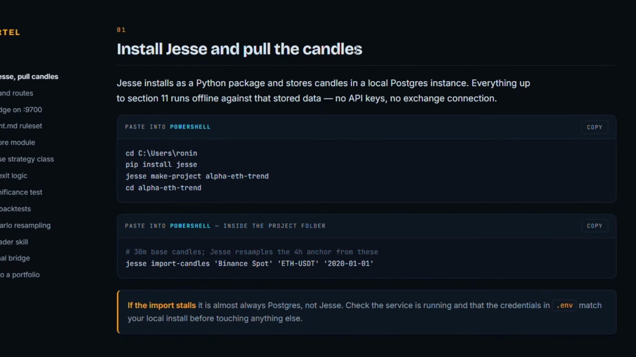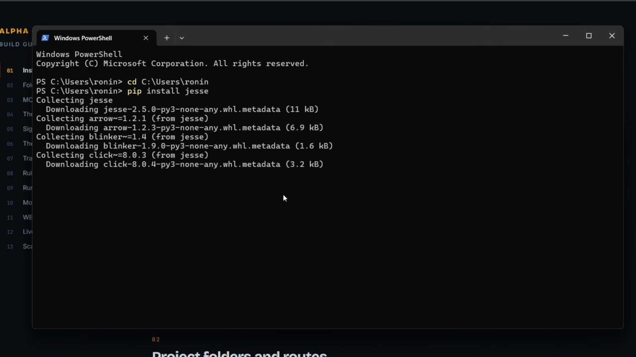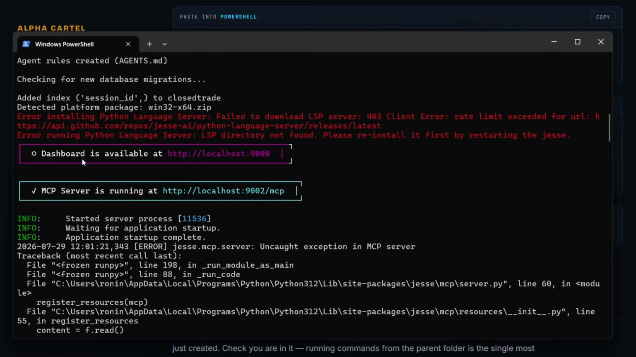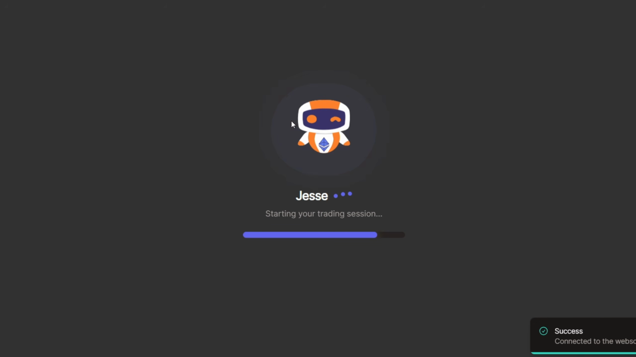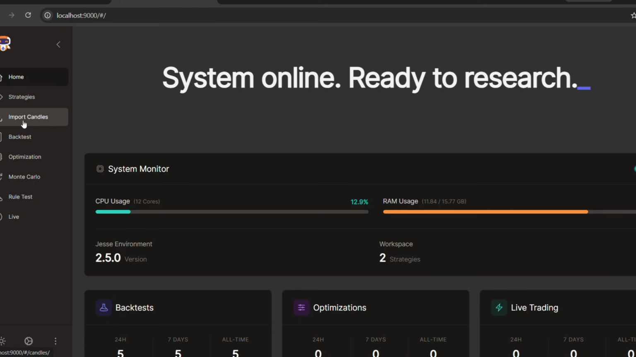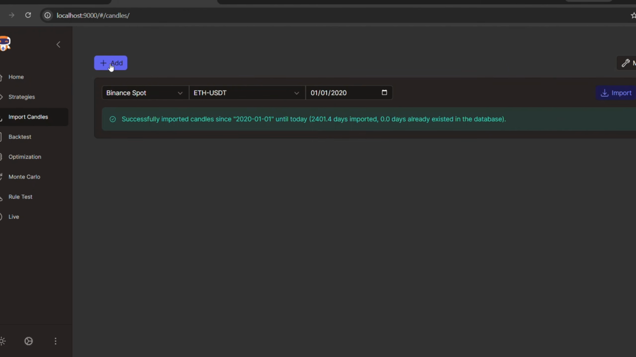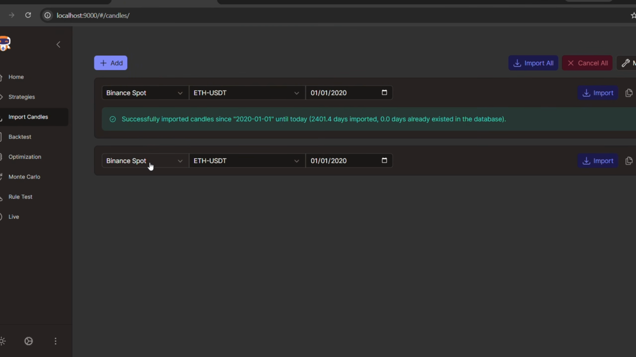Jesse installs as a Python package. One command scaffolds the project. One more pulls price history into a local Postgres instance. I'm importing ETH USDT from 2020 forward, and Jesse resamples the 4-hour anchor from the 30-minute candles automatically. The scaffold already writes a routes file, so we're editing that rather than creating it.